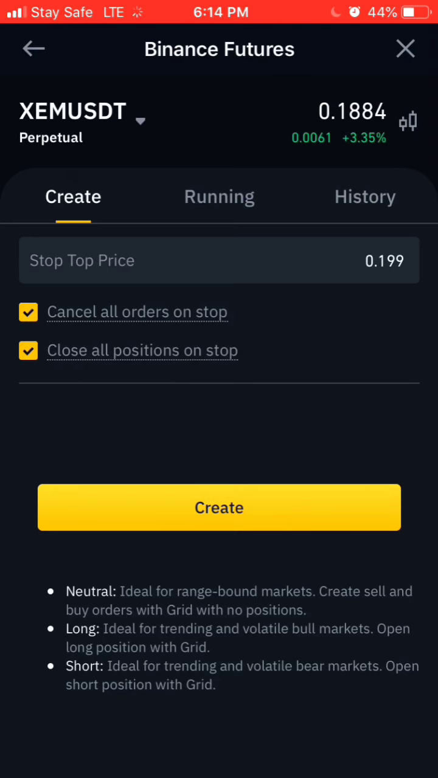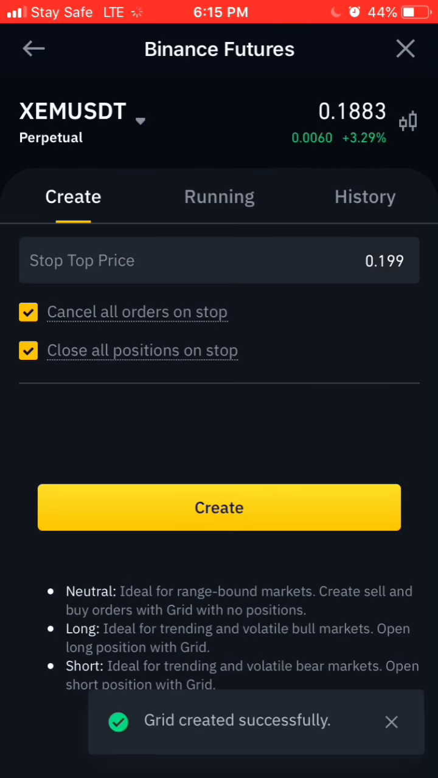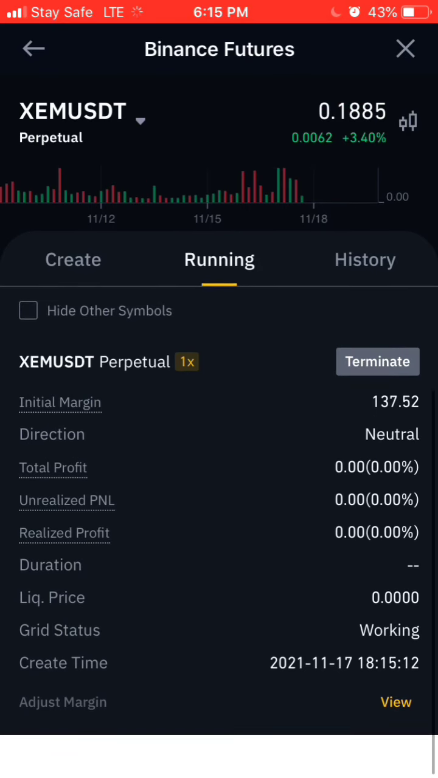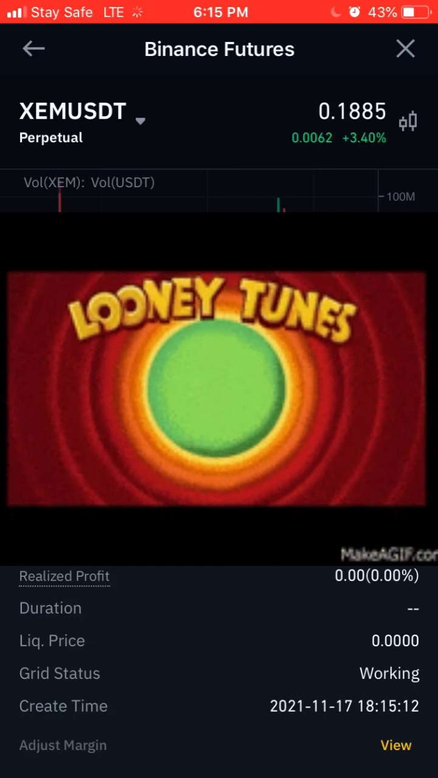Now with that being set up, all that's left is to start the bot, so hit on create. Then look over all your settings to ensure everything was well set, then tap on the confirm button. And with that, your bot is live. So you can tap on the running bots tab to take a look at all your currently running bots and their performance so far.